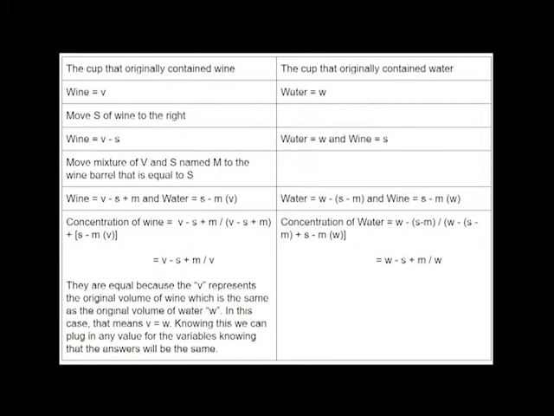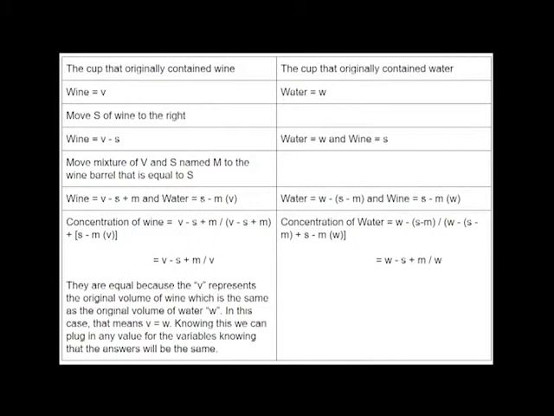Something similar happens to the amount of wine in our cup that was originally filled with wine. So wine can be represented as V minus S minus M, M representing how much water there is in the mixture. So we're basically saying mixture minus the amount of water in the mixture to give us how much wine there is there.